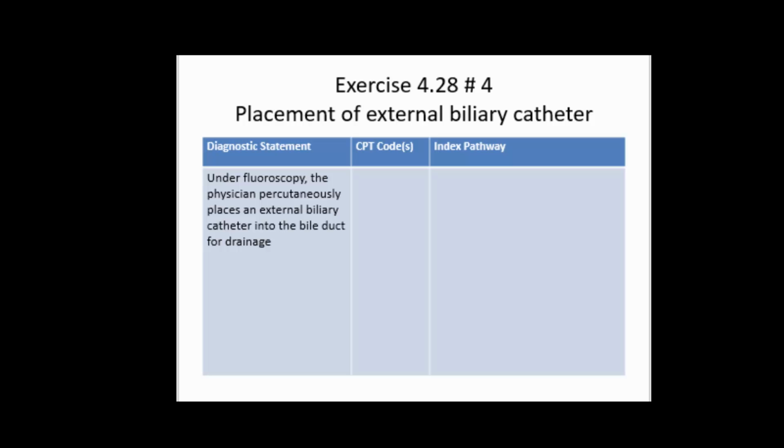So now we'll do exercise 428, number 4, the placement of an external biliary catheter, and you see that imaging guidance was used with the fluoroscopy. And the physician percutaneously places an external biliary catheter into the bile duct for drainage. And here is the pathway and the answer.